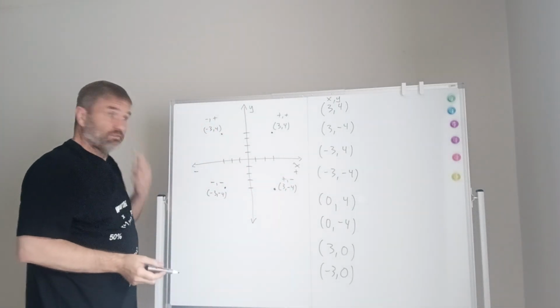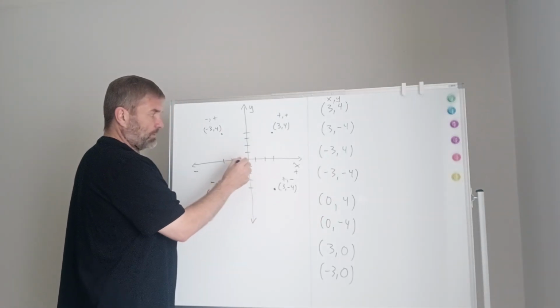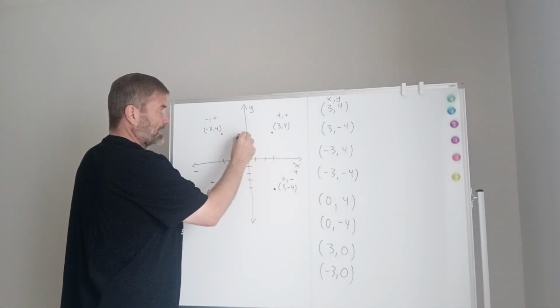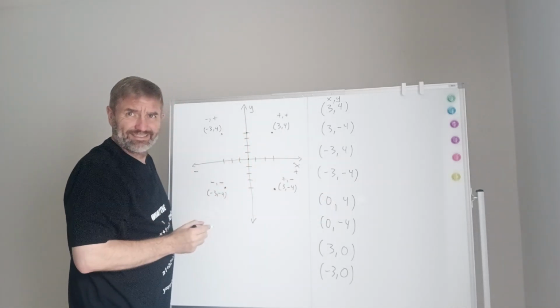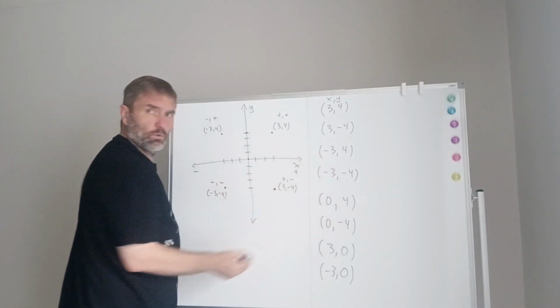Okay, now what happens if you have a 0? Well, a 0 means you don't move. So if I have 0 in the x direction, I stay right here. It's the origin, that's (0, 0), that's where you always start. Then that says I go up 4, so 1, 2, 3, 4. So that's when you get your point on one of the axes. Do not put your point on an axis unless one of the coordinates is 0.